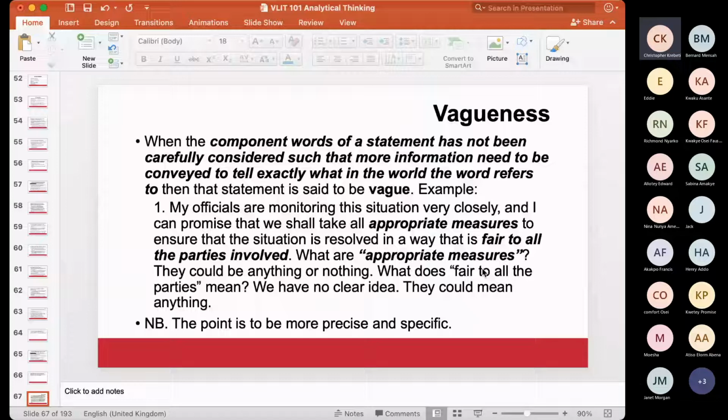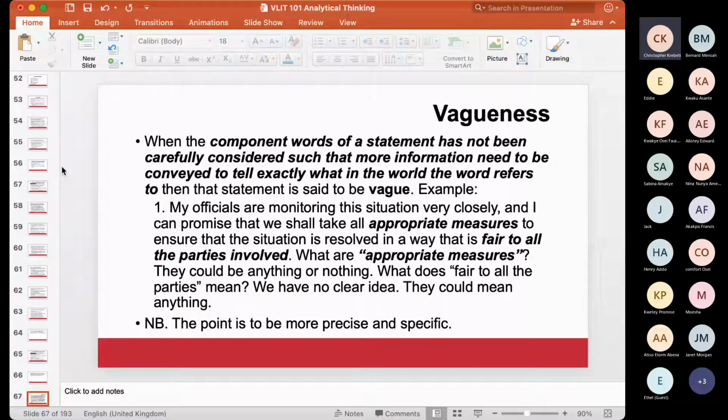So as a logician, you will always have to demand that clarity of whatever is communicated to you is at its core. So what constitutes appropriate measures? We don't know, and it can mean anything. What constitutes fair to all parties? We don't know. What will you mean by fair to all parties? It can mean anything. That is why it is not clear. That is why vagueness is a linguistic vice.